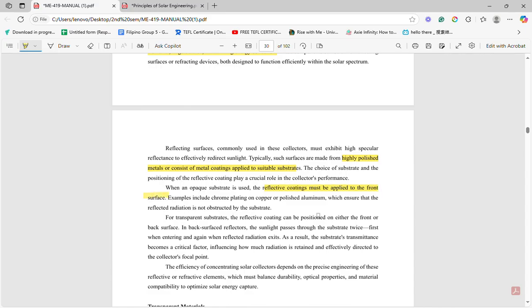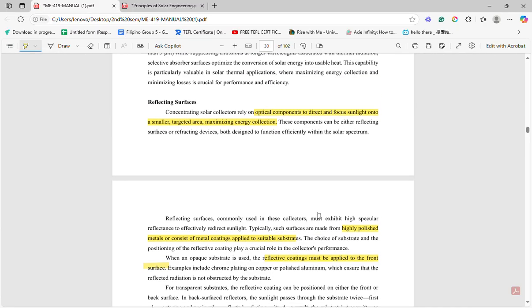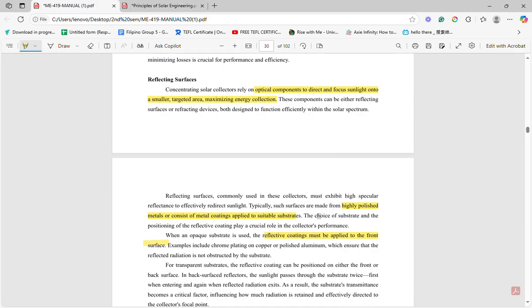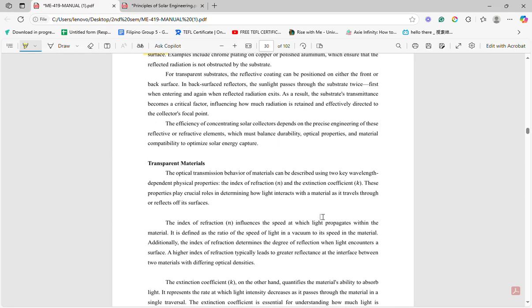Again, the concept regarding reflecting surfaces is that our solar thermal collectors should have this, so the energy will be reflected towards our central receiver where our fluid is being heated. So that is reflecting surfaces.